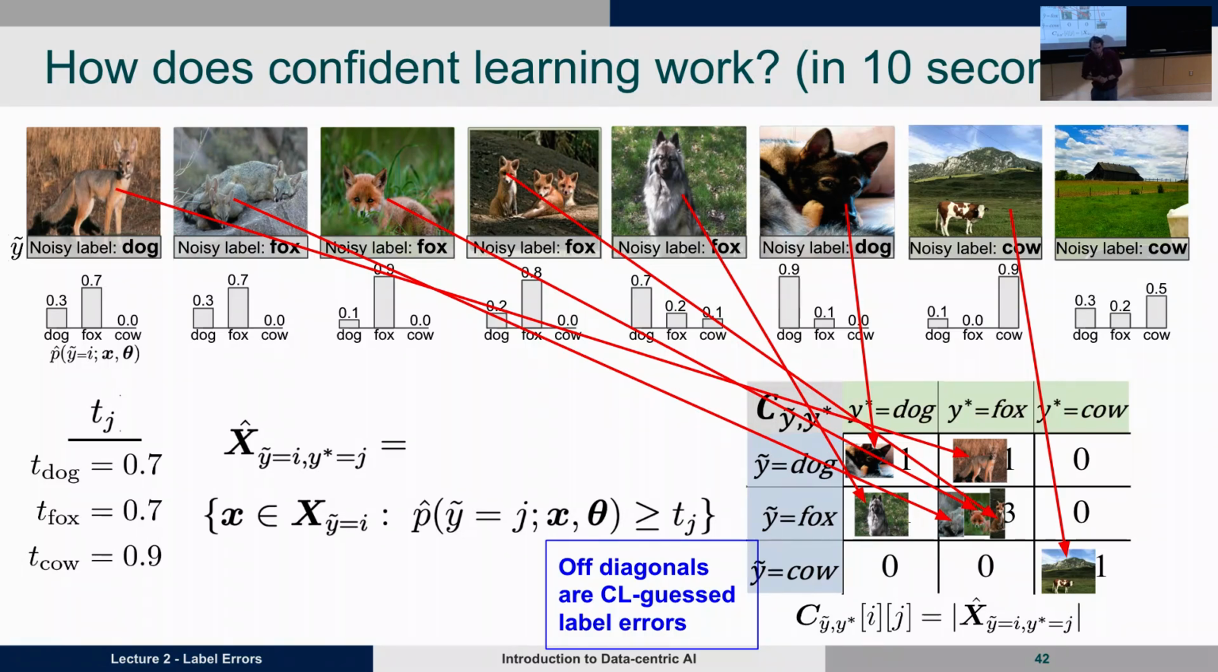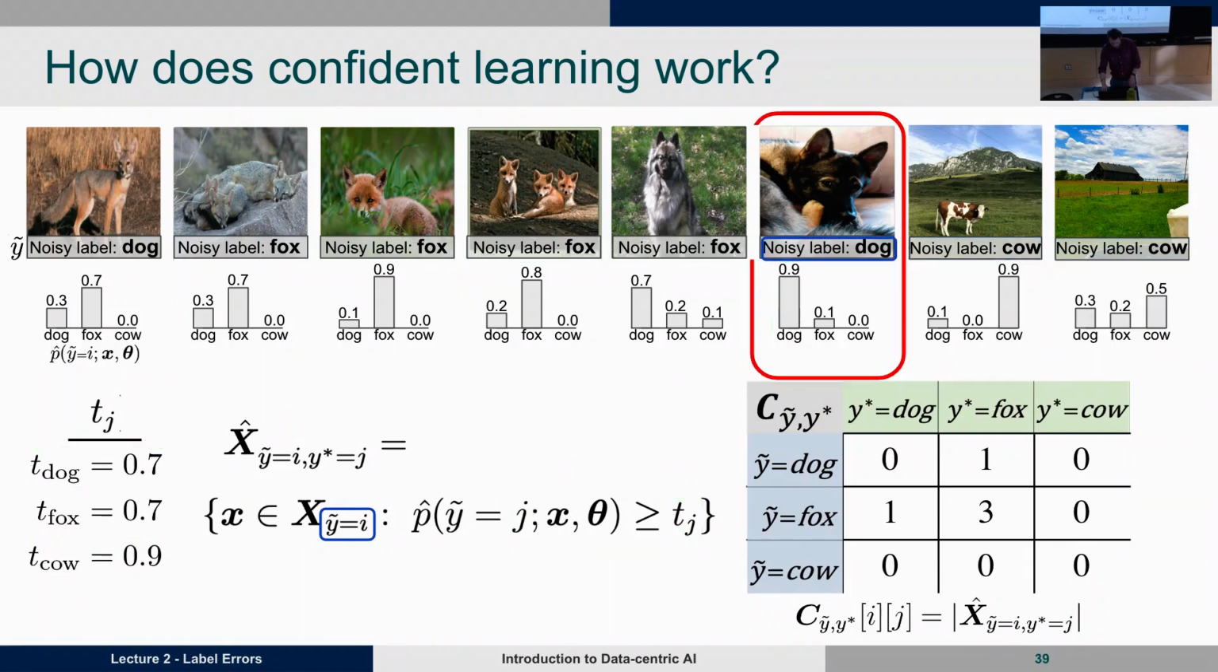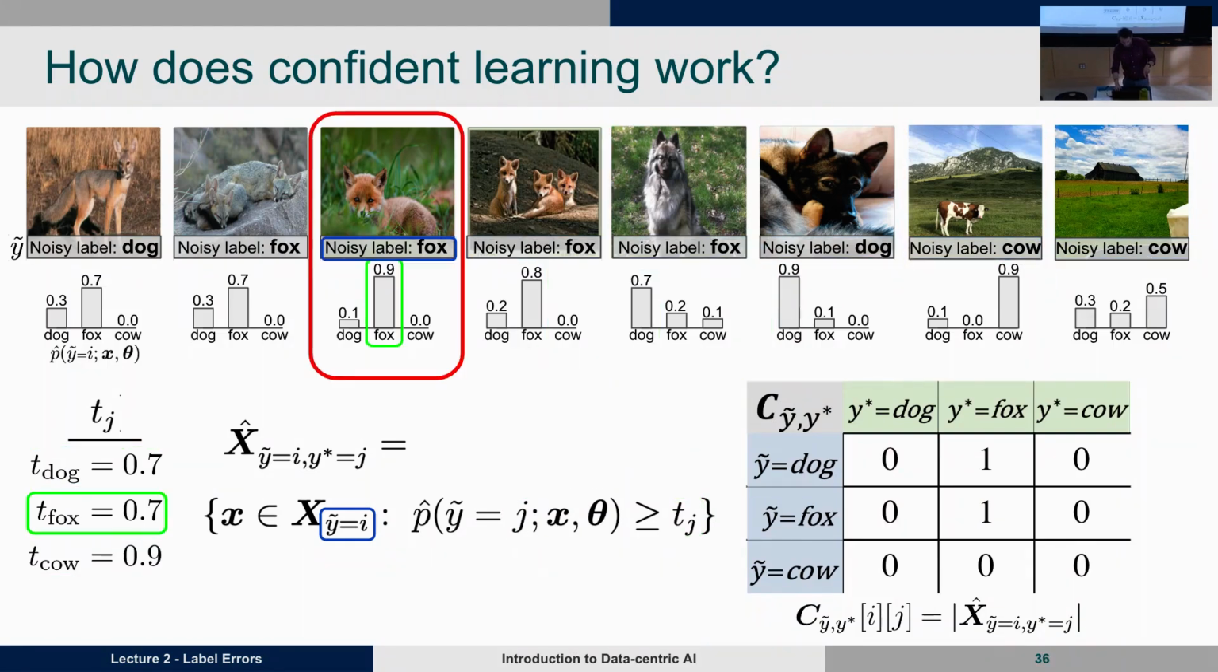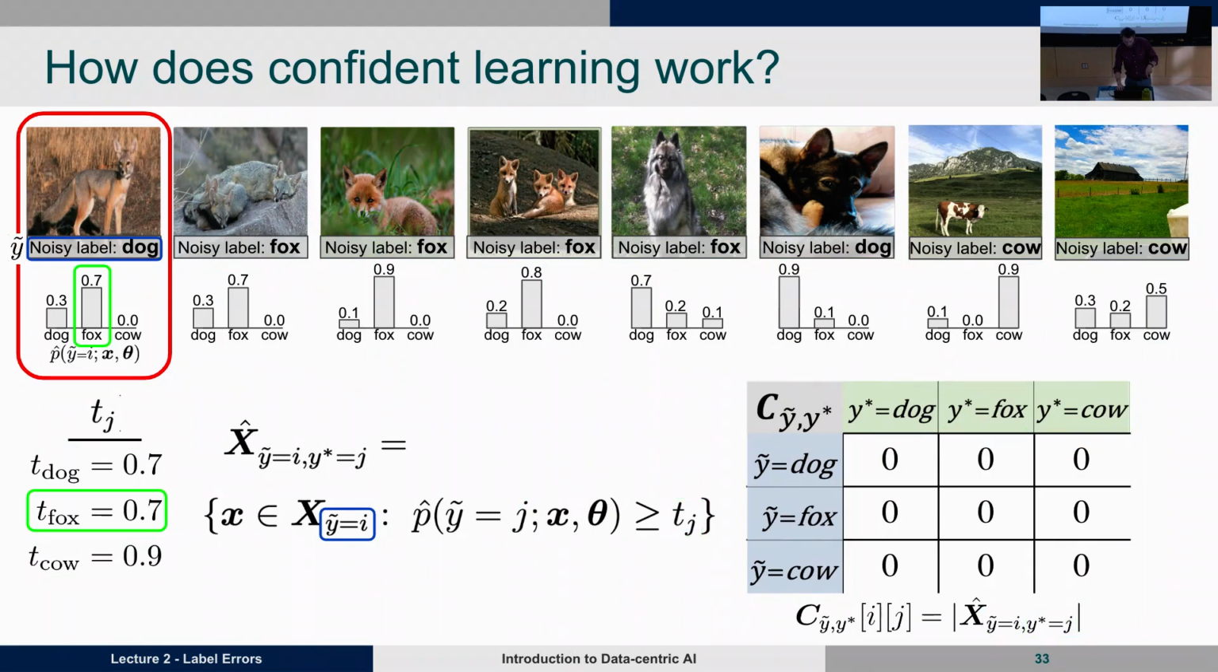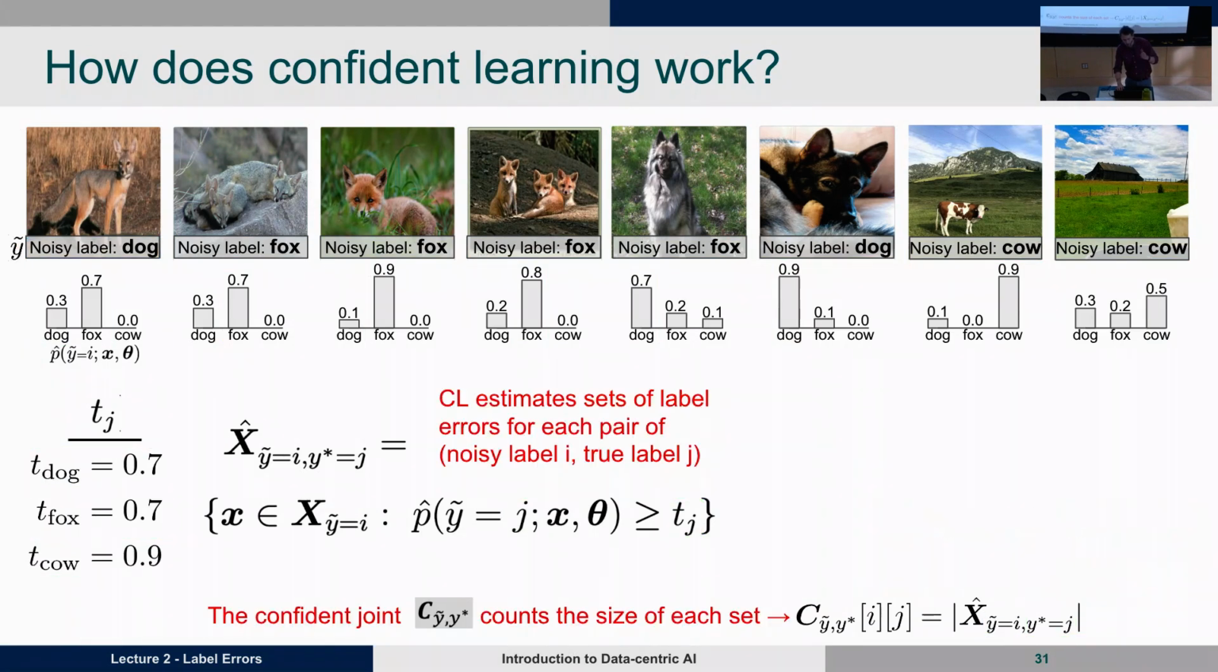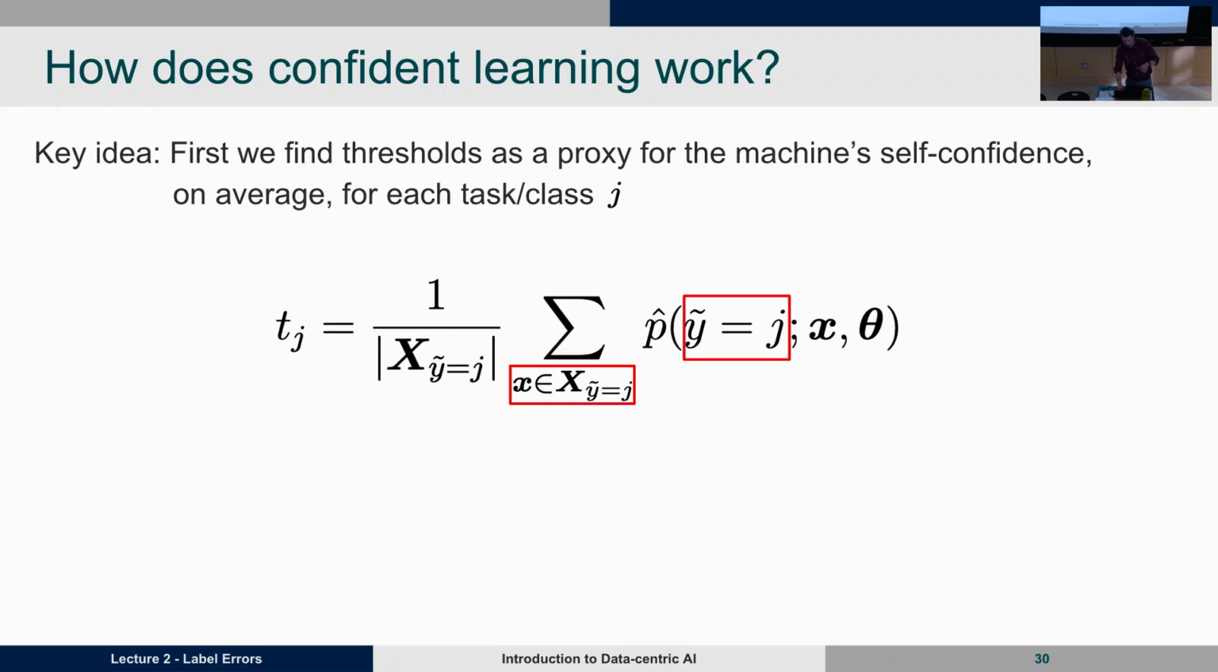Yeah? Yeah, so that's the previous slide that we did, the one right before this one. So these thresholds are computed the same way that we saw with P-learning, basically, a little different, but very similar.